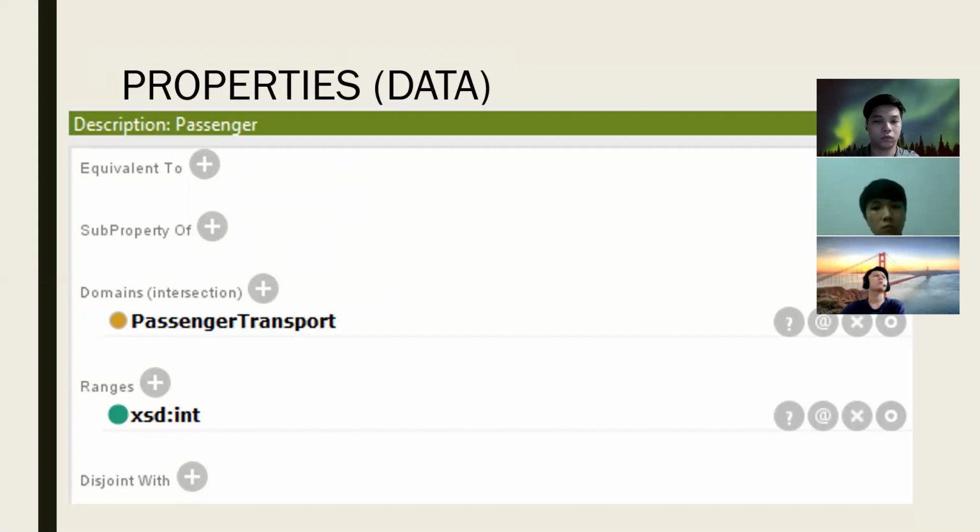The second one is passenger. This is used for vehicles that are able to carry how many passengers. The domain is set to class passenger transport and the range is also integer.